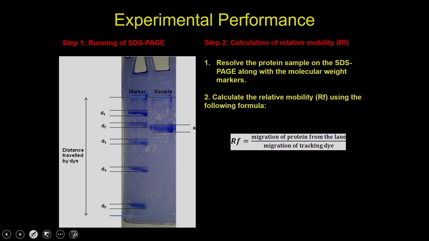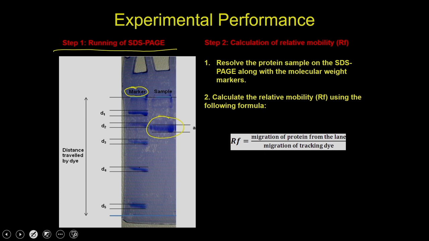So in step one, we have done the SDS PAGE. We have resolved the protein of your interest, the protein whose molecular weight you want to know. Along with that, we have also run the molecular weight marker. Markers are commercially available mixtures of different proteins, and for all these proteins the molecular weight is already known.